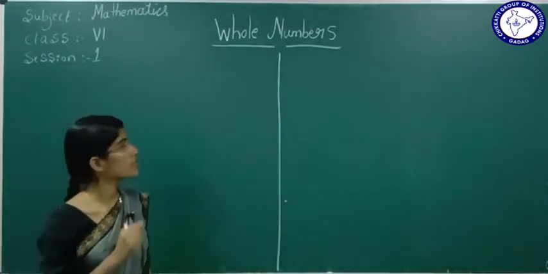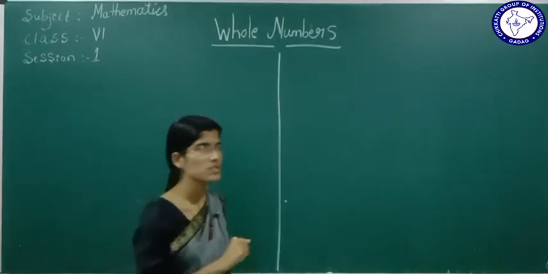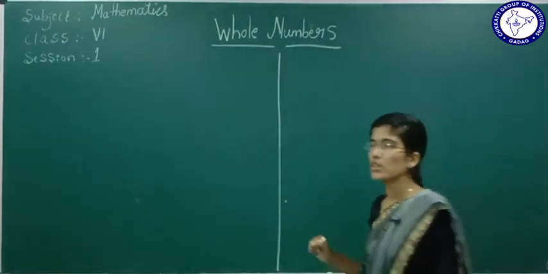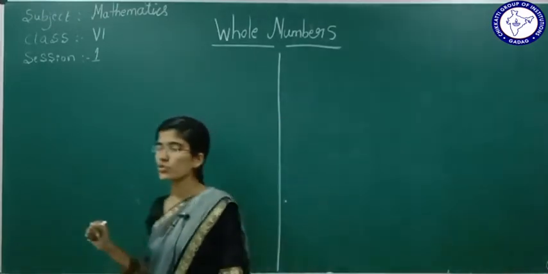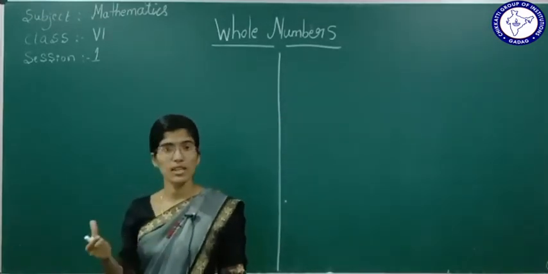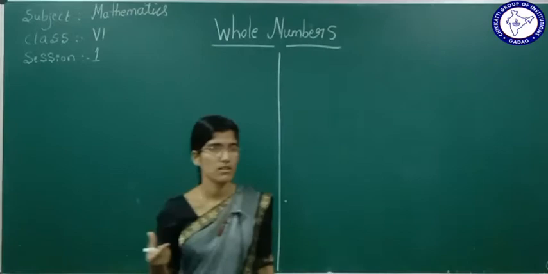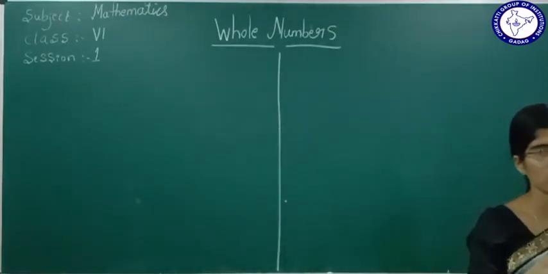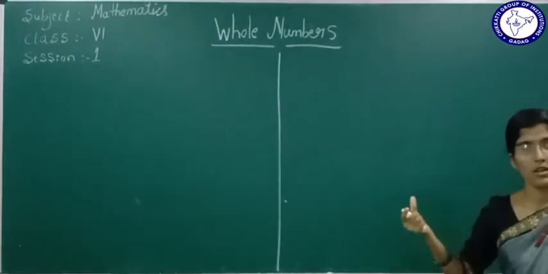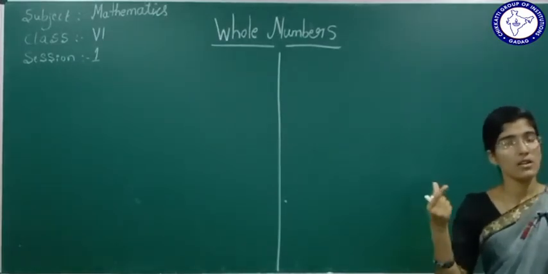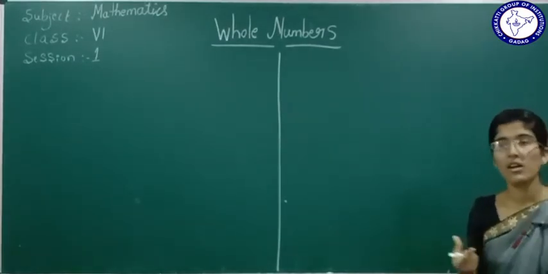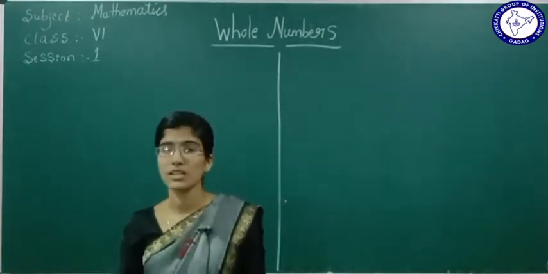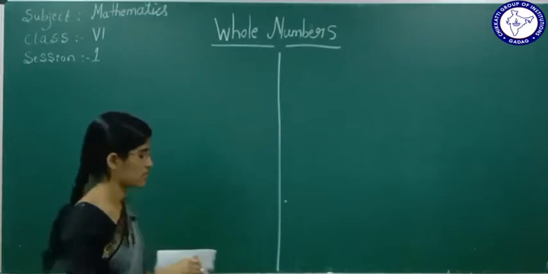Okay. So before going to whole numbers, I will ask you one question. If I ask one boy to count the number of students present in the class, he will start from what? He will start from the number 1. He will start 1, 2, 3, 4. These all are counting numbers, right? We will start from 1. These are nothing but, yes, natural numbers.